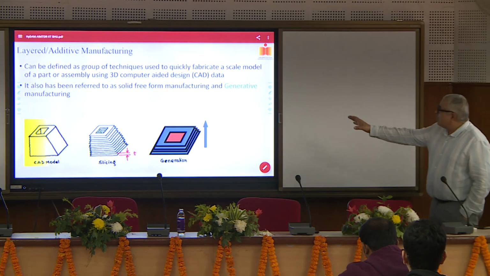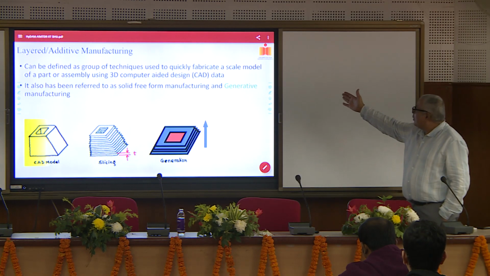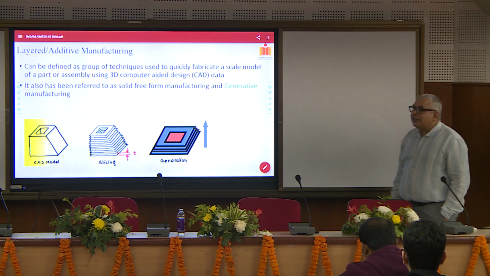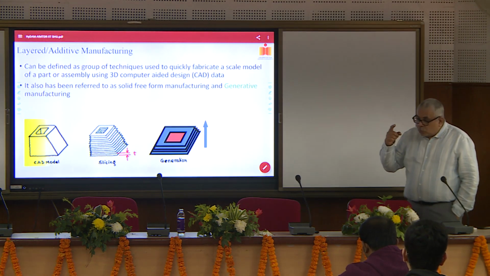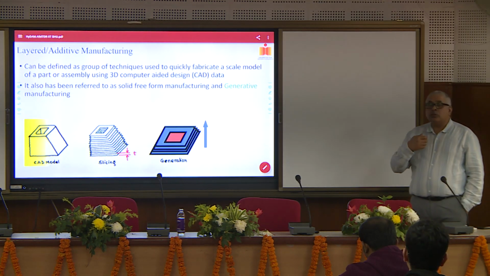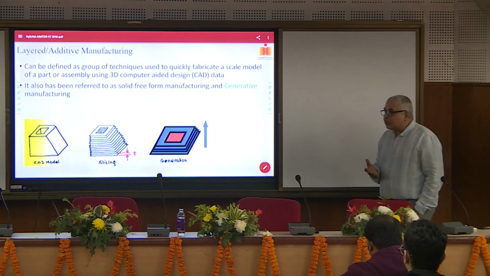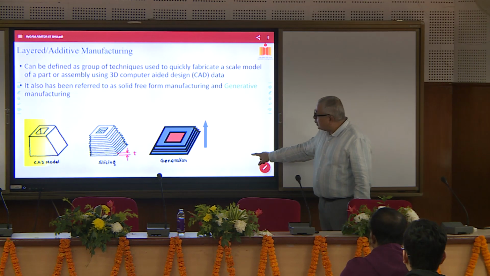So it can be defined as a group of techniques used to quickly fabricate a scale model of a part or an assembly from 3D computer-aided design data. That's it. There's nothing else. But what the additive manufacturing concept uses can be taken to multiple other processes, and a judicious combination of all of them will be very, very useful.